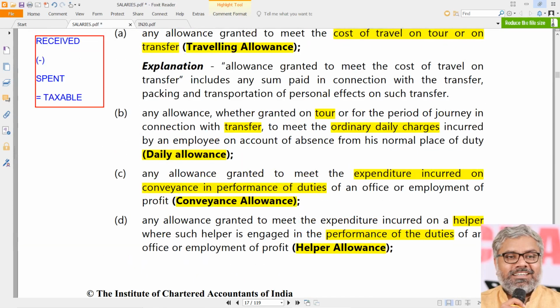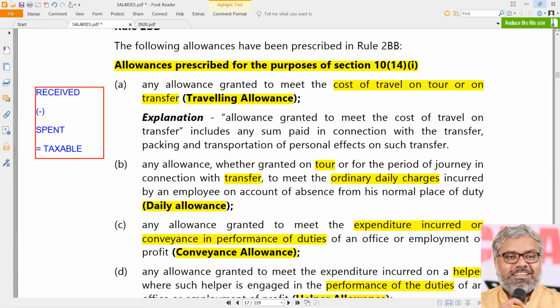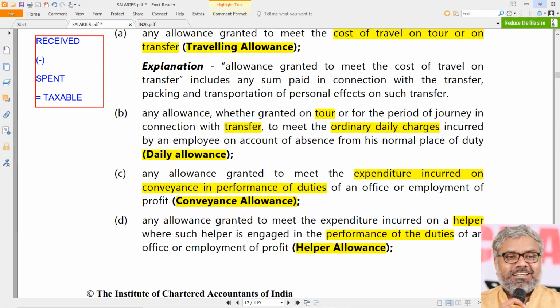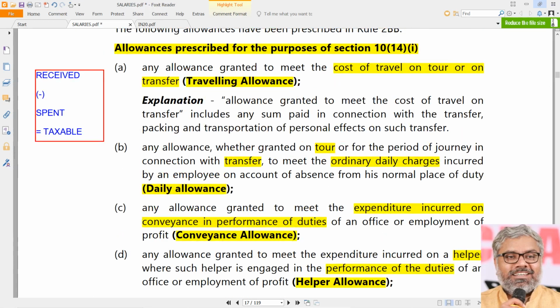But purpose is important there. We need to understand the meaning of it. Servant allowance is a different meaning. Helper allowance is a different meaning. That we should understand. Conveyance allowance is a different meaning. Transport allowance is a different meaning. Traveling allowance is having a different meaning. So we need to understand that.